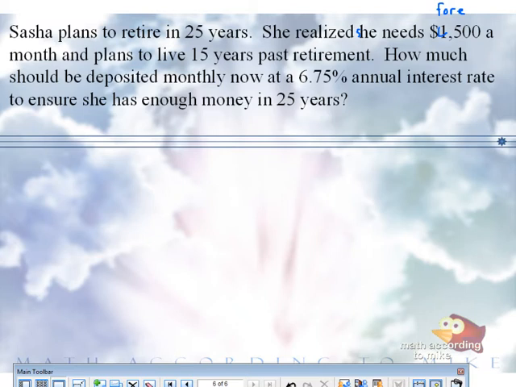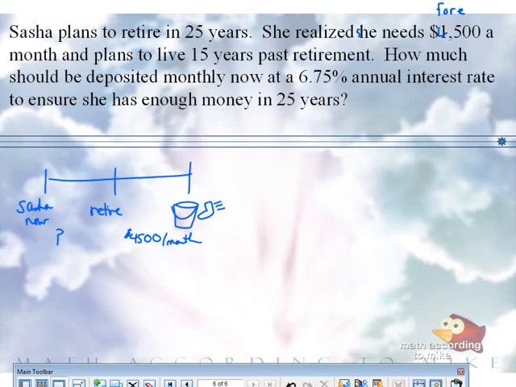Once you get done writing it, think about what formulas to use and in what order. So we need a formula pre-retirement and a formula post-retirement. Let's start with the post-retirement because that's where we know the number. We need to figure out how much she should have at retirement, so that she's able to take out $4,500 a month.